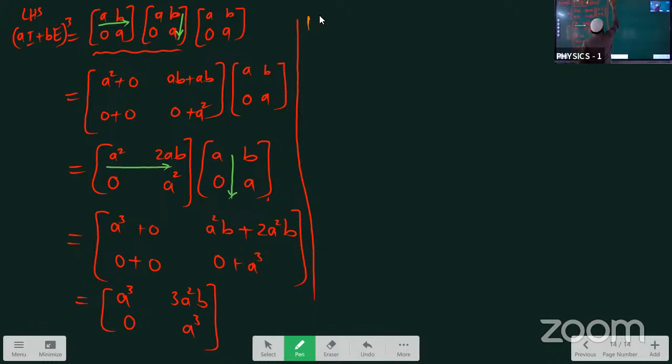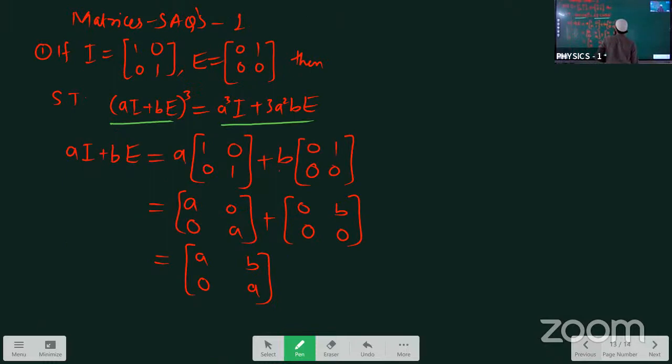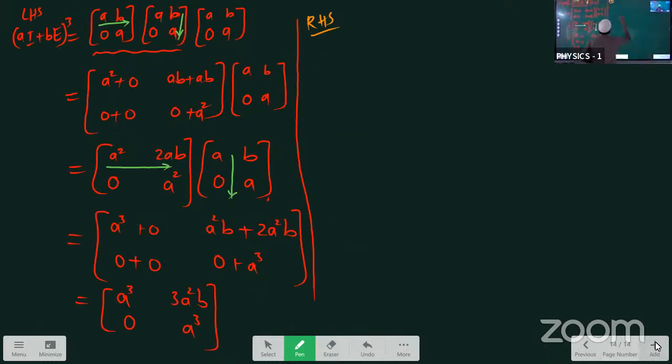Consider RHS now. So what is RHS? A cube into I plus 3a square b into E. So let's check whether its value comes to this or not. Obviously, it should come to this only. Okay. So a cube into I.